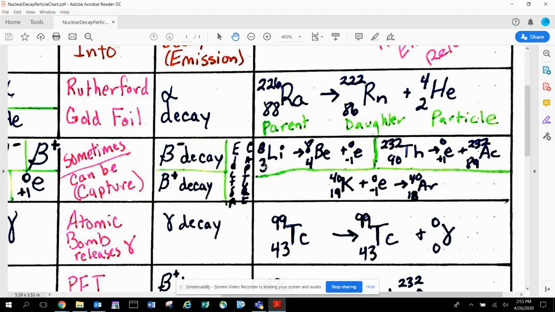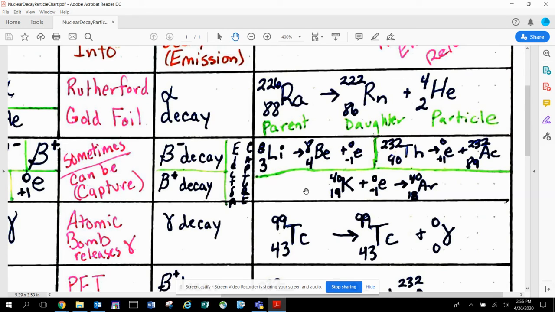So here this is 3, and then on the right side of the arrow, it's like an equal sign, 4 plus -1 would be 3. And then on top, this is an 8. 8 plus 0 is 8. And then over here, 232 is 0 plus 232. 90 is equal to, arrow, +1 plus 89 is 90. And up here is the same way. 88 equals 86 plus 2. 226 equals 222 plus 4.